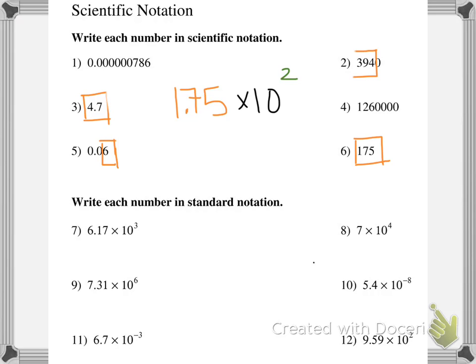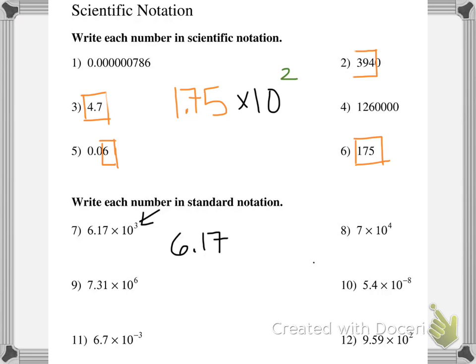Okay, so in reversing the process, we're writing the number in standard form. We're taking what it gave us, 6.17, and we're moving the decimal. If it's a positive, we're moving it to make the number bigger. If it's a negative, we're moving it to make the number smaller. I find that's easier than telling you moving left or right.